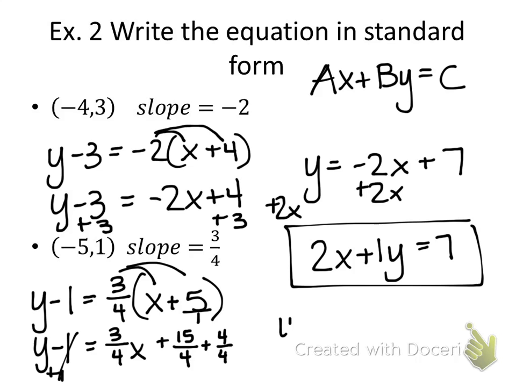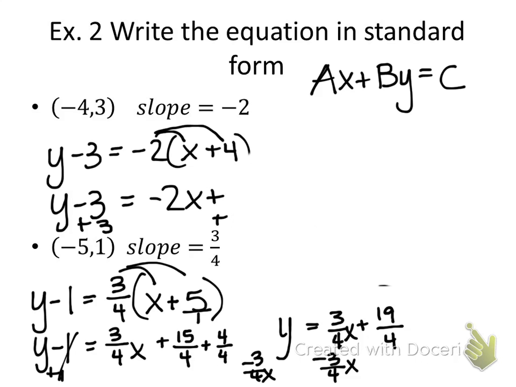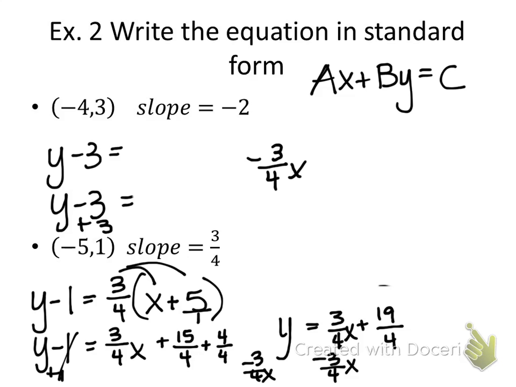And I get y is equal to 3/4 x plus 19 over 4. Then I just subtract 3/4 x to move it over here. And I'm going to erase some of what we did earlier here. And I'm going to have negative 3/4 x plus y is equal to 19 over 4. Now I've got a couple different problems here. I've got a negative and I've got a fraction.